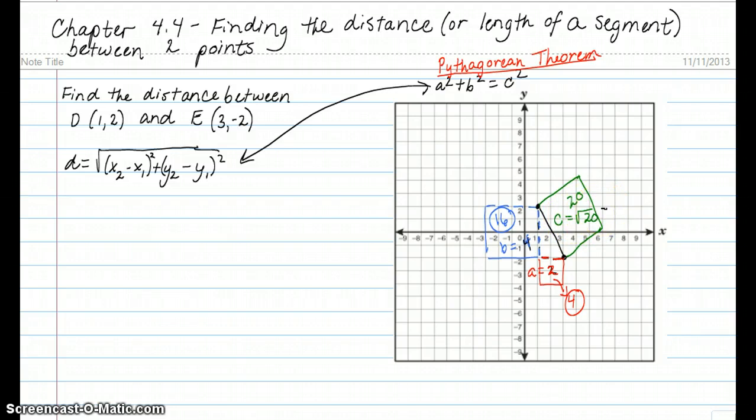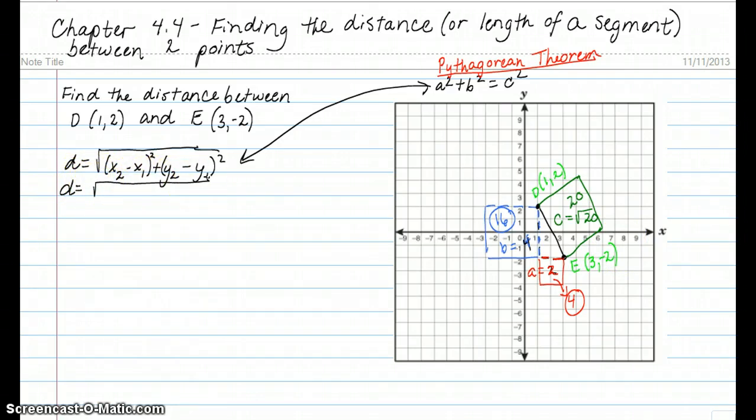Now that can be simplified, and I'll talk about that later, but just to give you an idea of how the Pythagorean theorem works with the model. So now we're going to come over here and we're actually going to plug in the values. So we know that, let's choose a bright color, this point right here, D, is (1, 2). And this point here, E, is (3, negative 2). The formula says distance equals the square root of x sub 2.